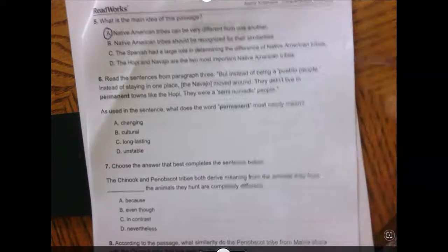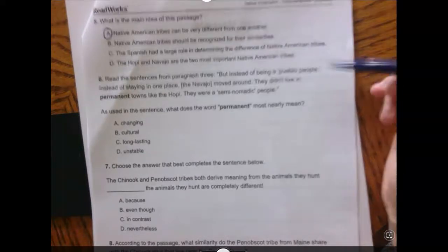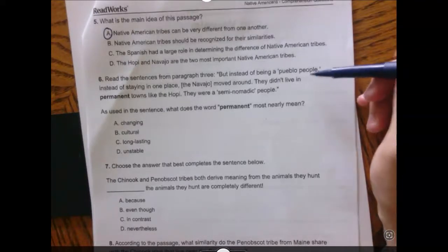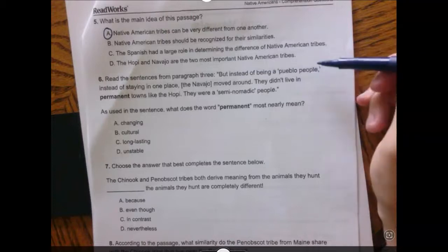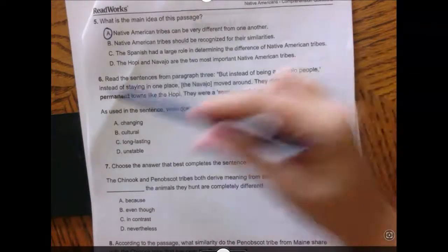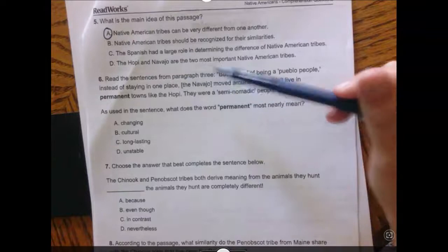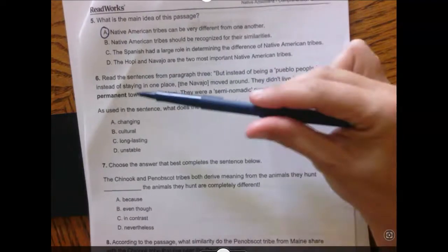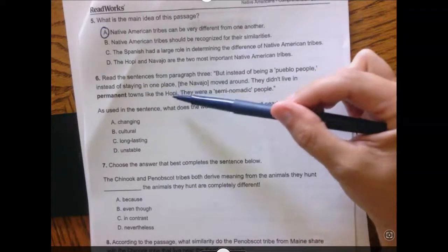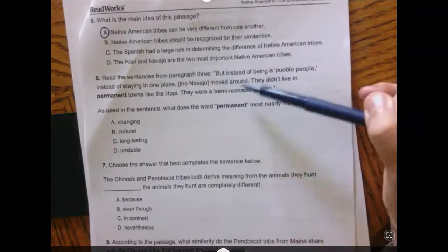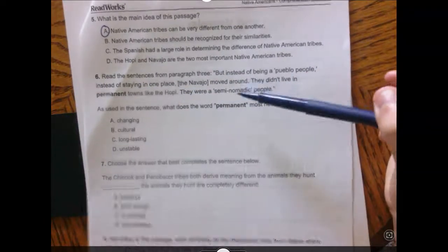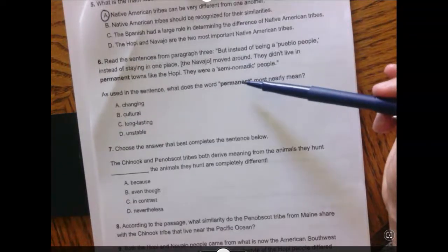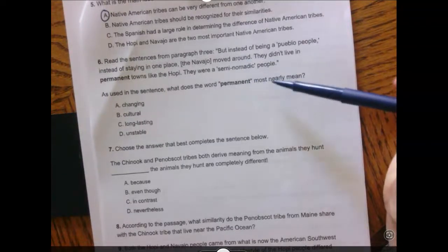Question number 6. Read the sentences from paragraph 3. But instead of being a Pueblo people, instead of staying in one place, the Navajo moved around. They didn't live in permanent towns like the Hopi. They were a semi-nomadic people. As used in the sentence, what do you think the word permanent most nearly means?